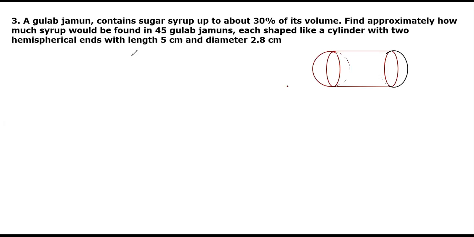Okay, so 5 centimeters is the total length. That means from here, this is one gulab jamun. Its length from here to here, from this part to this part, is given as how much? 5 centimeters, and its diameter is given as 2.8 centimeters. So this is the diameter.